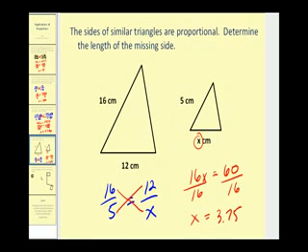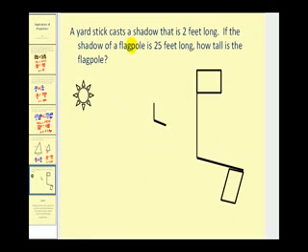I think we have time for one more example, one of my favorites. In this problem, we have a yardstick that casts a shadow 2 feet long. If the shadow of a flagpole is 25 feet long, how tall is the flagpole? So on a sunny day, we can determine the height of a flagpole without ever having to measure the actual flagpole. So if this is our yardstick, this would be 3 feet, and the shadow would be 2 feet. And it also tells us that the shadow of the flagpole is 25 feet long, measured here.